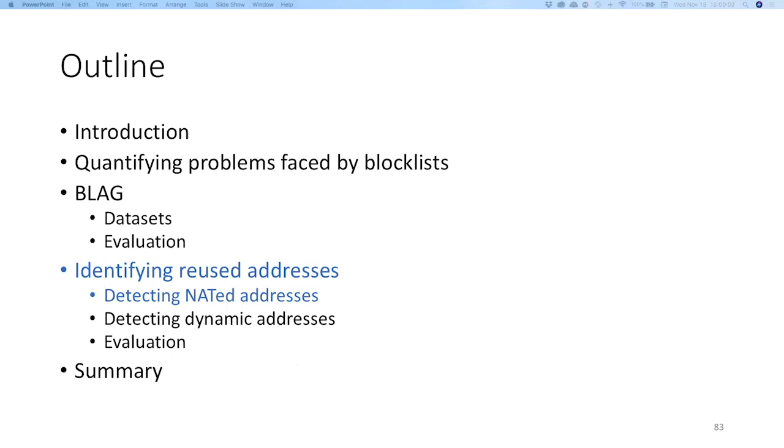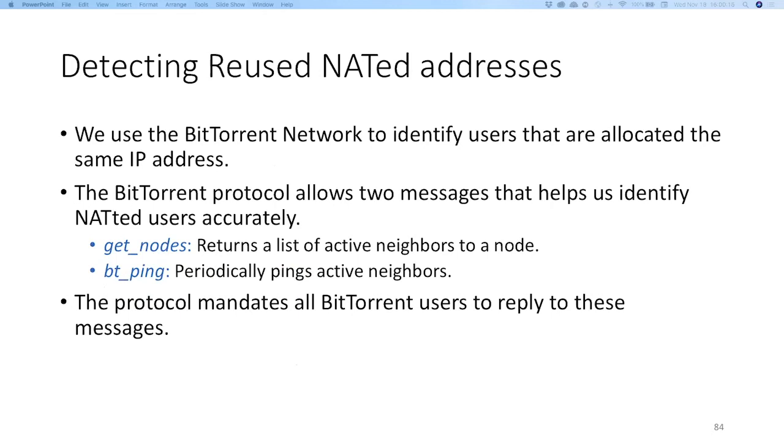Now, I'll move on to the next part of the talk, which is presented at IMC, where we propose two techniques to identify reused addresses. So let's look into the first technique of identifying natted reused addresses. In this technique, we make use of the BitTorrent network to identify users who have been allocated the same IP address at the same time.